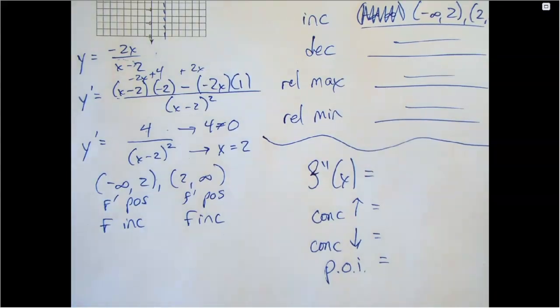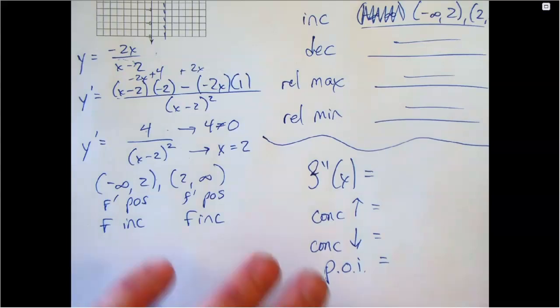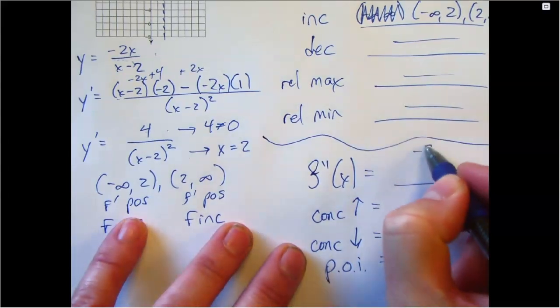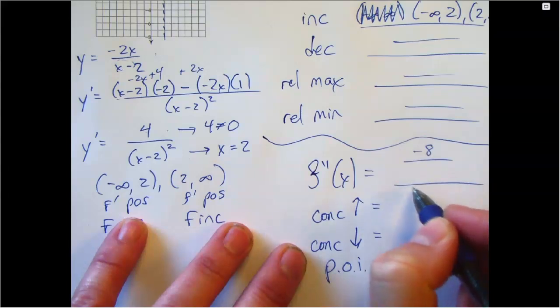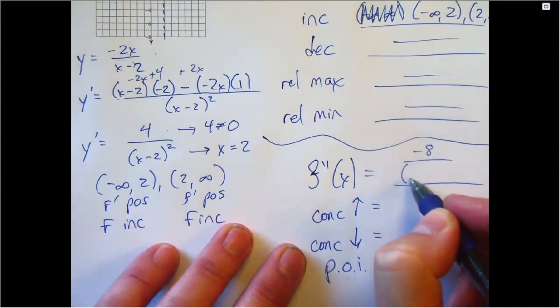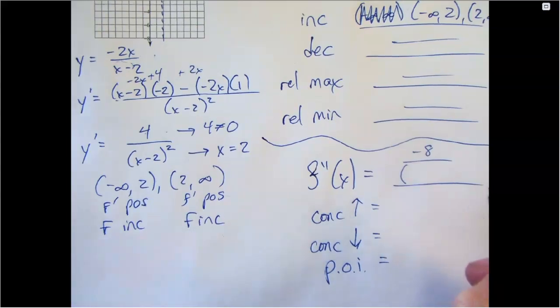How would you feel if we just kind of cheated and calculated the second derivative? I'm just well out of room, so I'm just going to throw it in here. So my second derivative is negative 8 over. Hold on. I typed something wrong. That might not be right. Yeah, okay, over x minus 2.